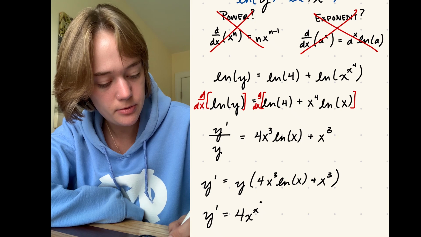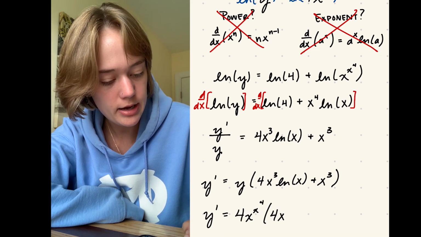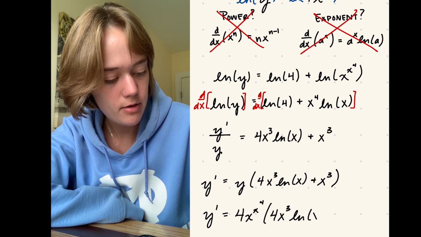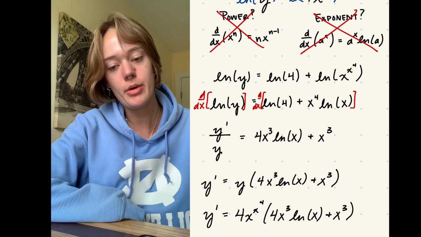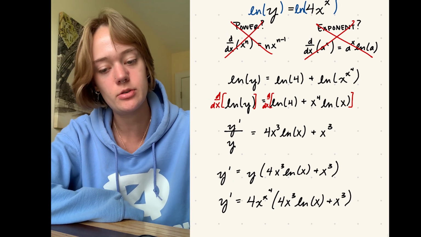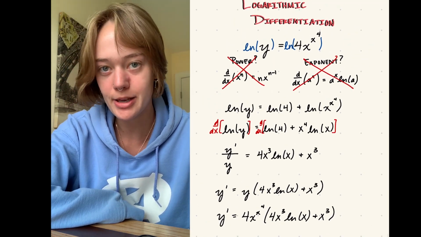4x to the x to the fourth times 4x cubed ln of x plus x cubed. Simplify that if you want, but this in essence is our derivative using logarithmic differentiation.